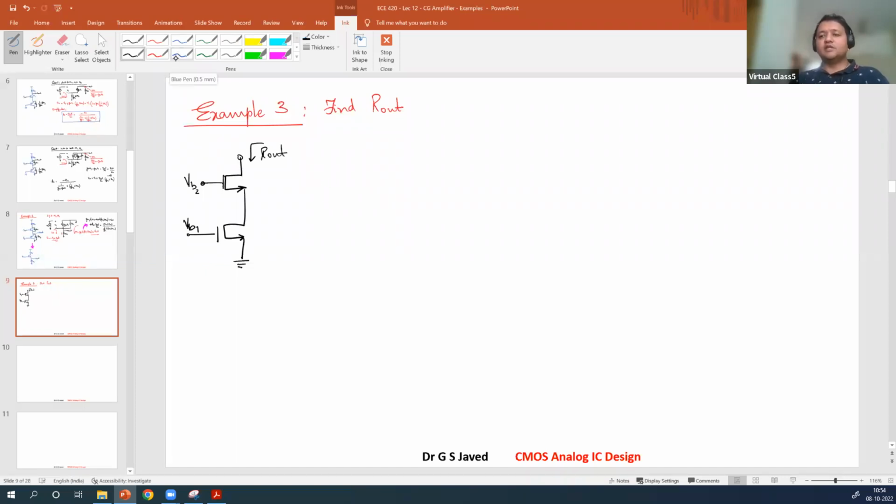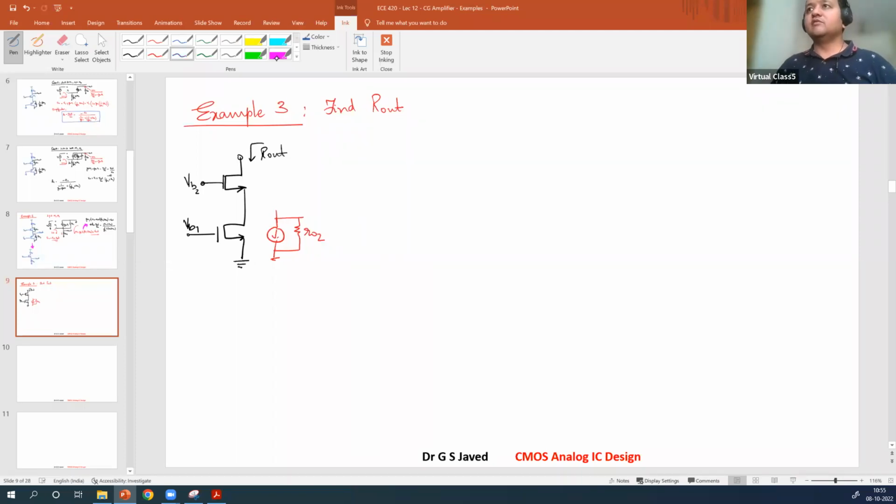Now let's begin with this circuit. The gate is fixed, the source is fixed. So this is your current source, right? So the current source will have RO2 in parallel. So this is our current source. Let us now build the circuit and see what is the impedance.